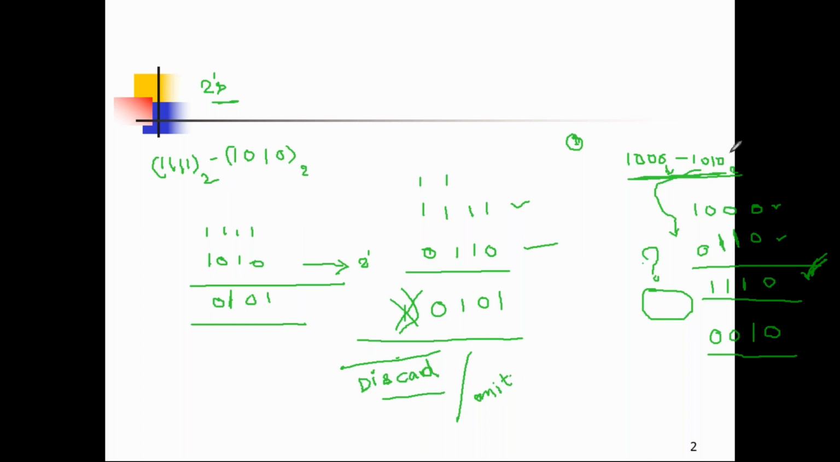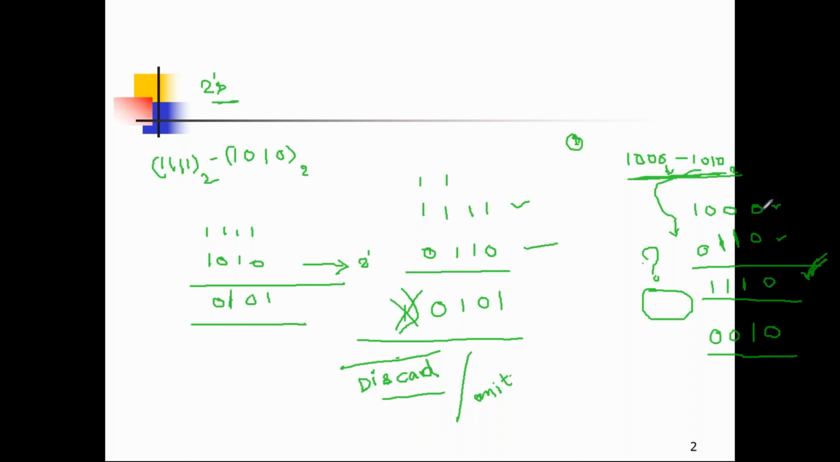That means copy the number as it is till the first one occurs. So here the first one occurs from the LSB, so I copied as it is. Afterwards 0 is changing to 1, 1 changing into 0. Okay. Then add both.